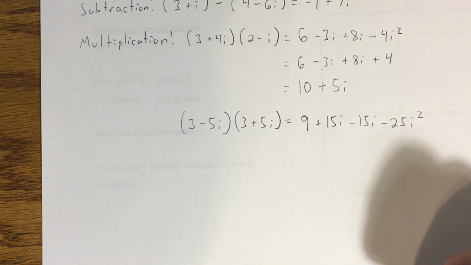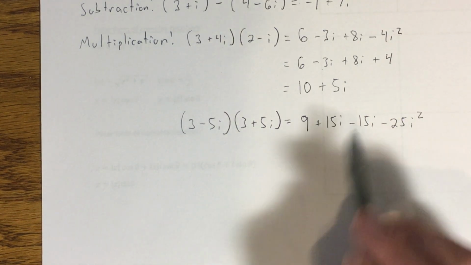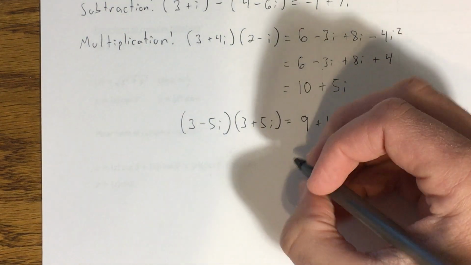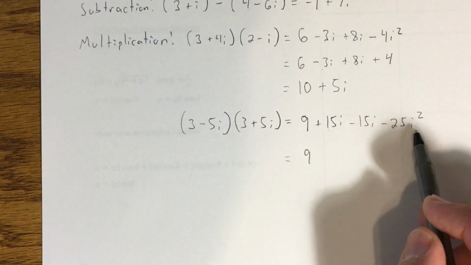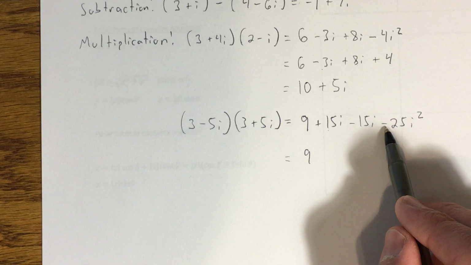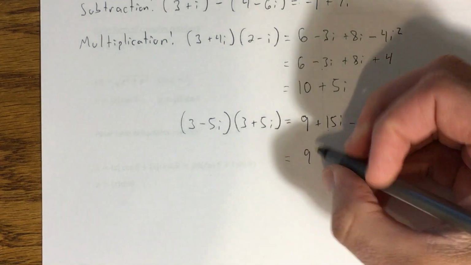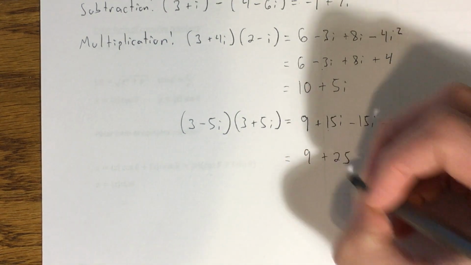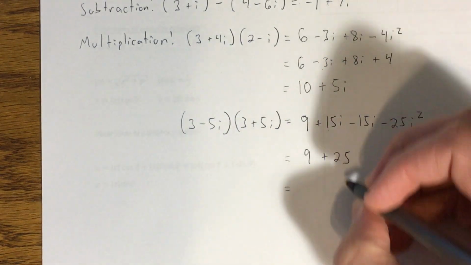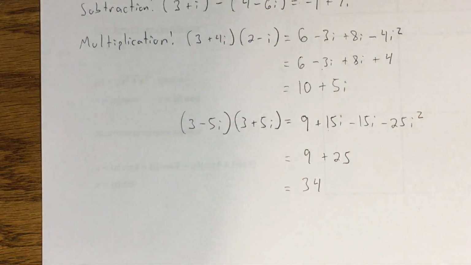25i squared. Notice that the 15i and the negative 15i will cancel each other out, and I'm left with 9. This i squared becomes negative 1, changing this from a negative 25 into a positive 25. Okay, and that gives me 34.